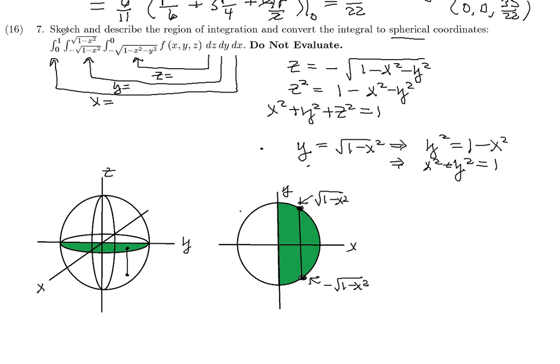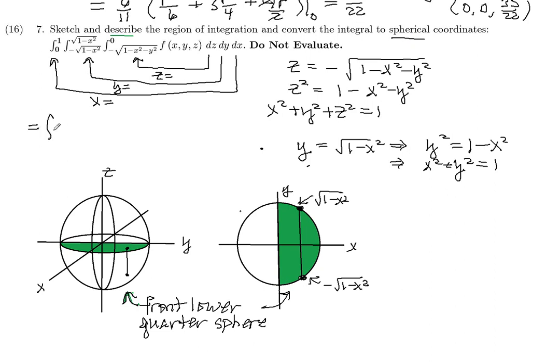Okay, so that's the describe. So here we've sketched our region. So describe the region. So putting these two together, this is going to be the front lower quarter sphere. So that's the sketch and describe. Now we've got to convert to spherical coordinates. Okay, so what's this integral equal to in spherical coordinates?